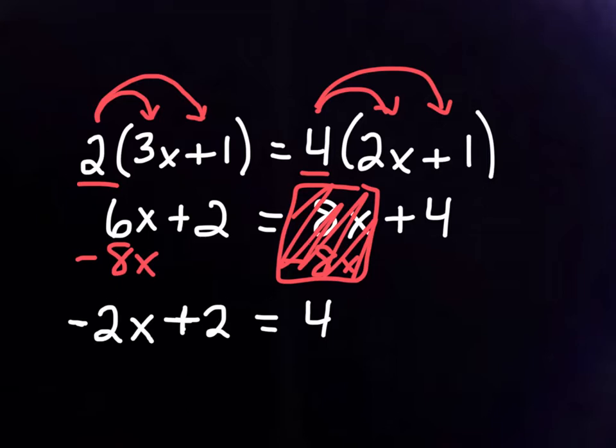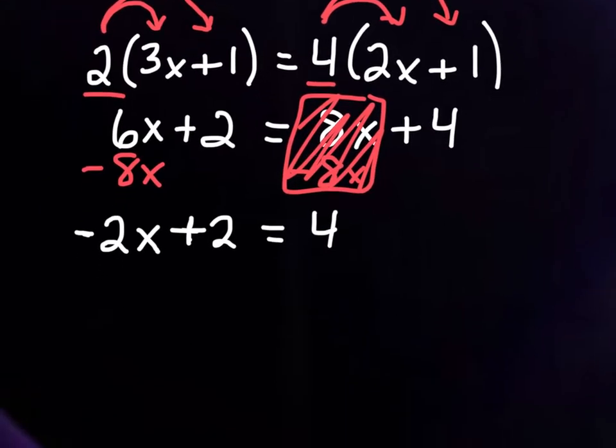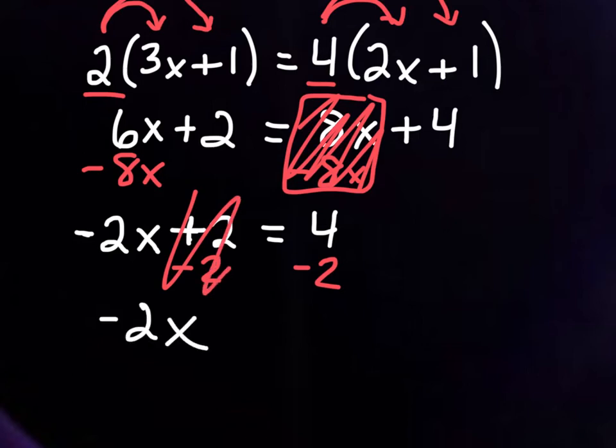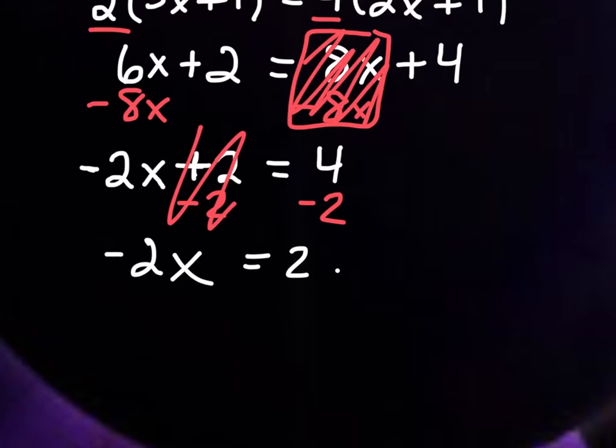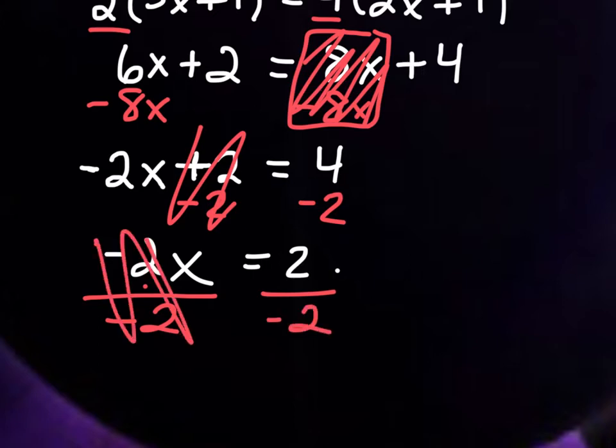Okay. Next step is we need to get rid of this plus 2 here by doing the opposite. So I'm going to subtract 2 from both sides, canceling those out, and we'd be left with negative 2x equals 4 minus 2, and that would be 2. Alright, last step. We need to get rid of this negative 2, so we're going to divide by negative 2 on both sides, canceling that out, and we would get an answer of x equals 2 divided by negative 2, and that is negative 1.